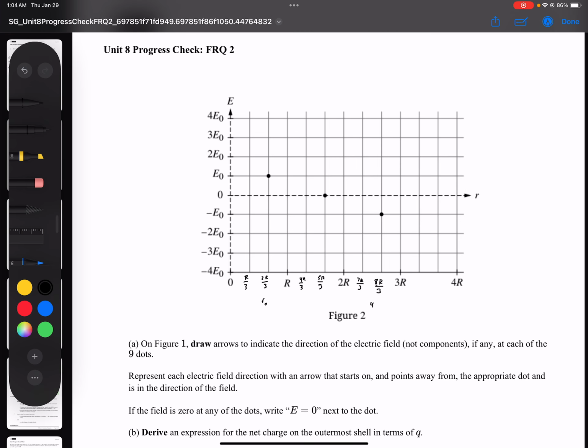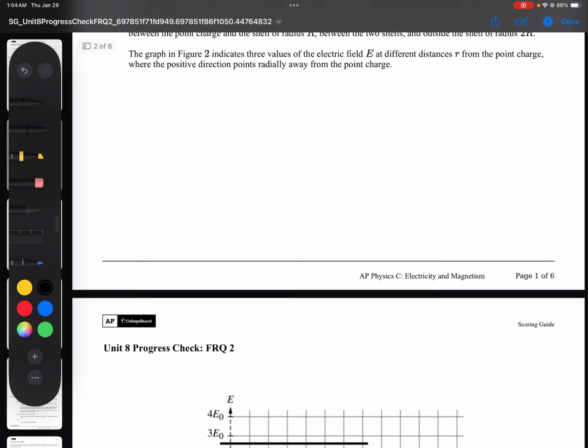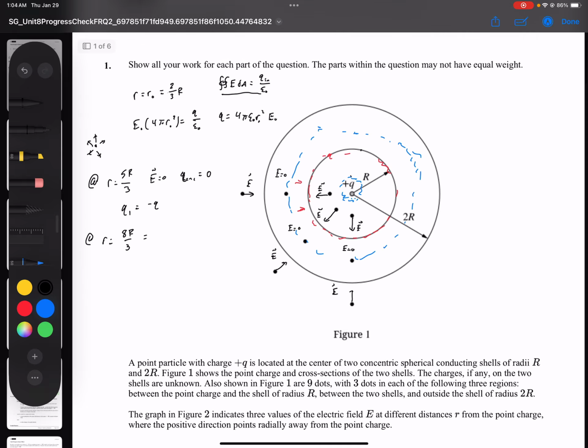So that's 4 times the distance. So we're going to make a Gaussian surface that's 4 times the distance from our first Gaussian surface. Right, so I'm going to draw another Gaussian surface out here.